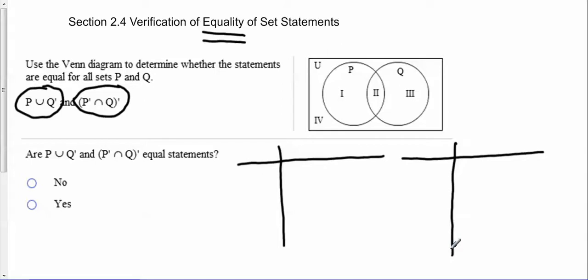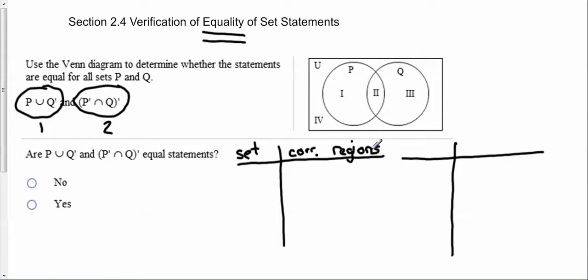So what we do is we create a table for each set statement. So let's start with set statement number, we'll call that one 1, and we'll call this one 2. And in one column, we put the set. In the other column, we'll call it the corresponding regions. Remember, if there's two subsets, whether they're called A and B or P and Q, there are 4 regions in the Venn diagram.